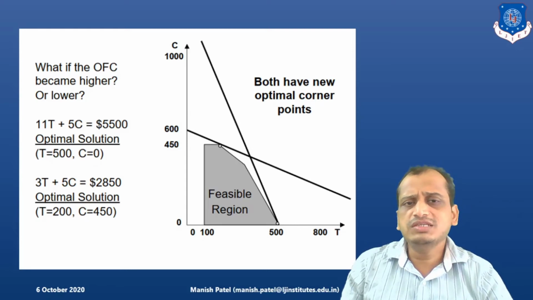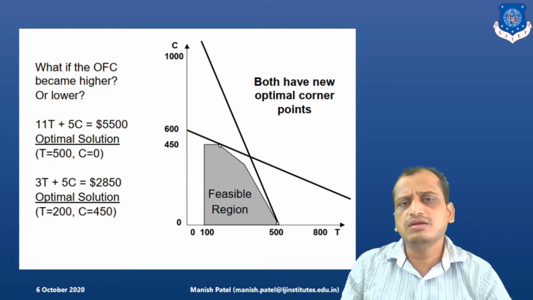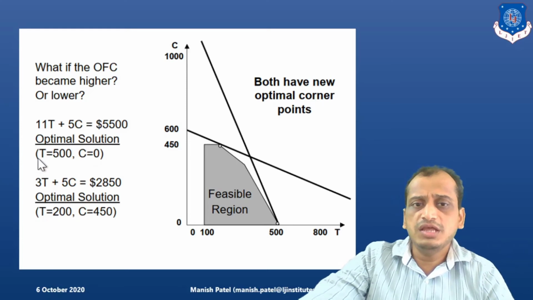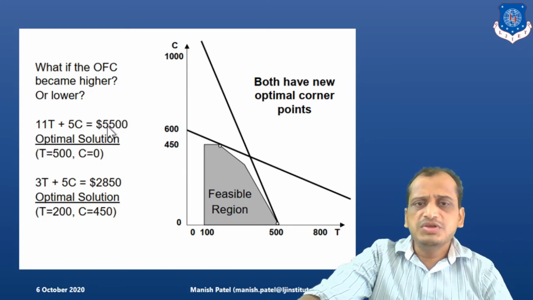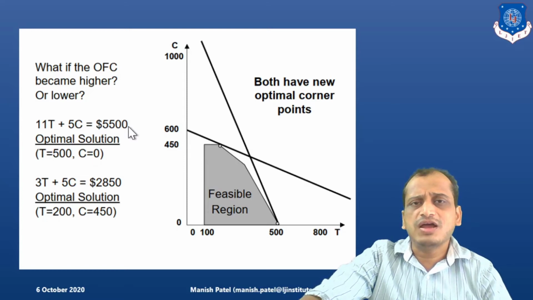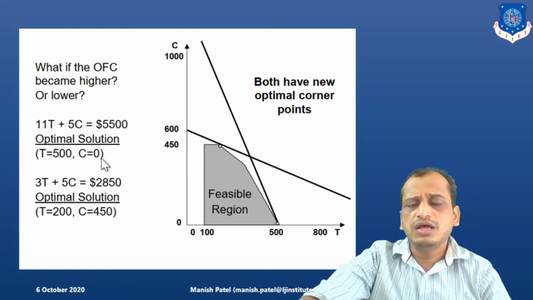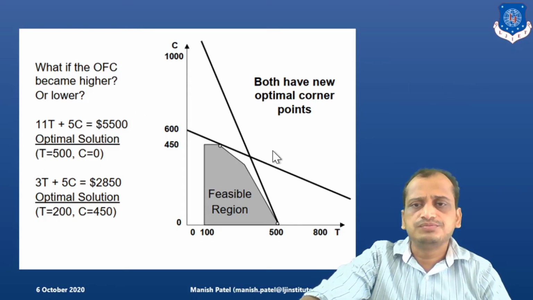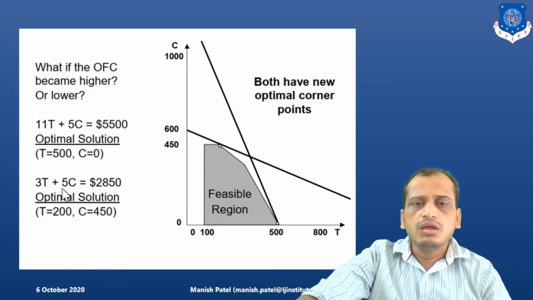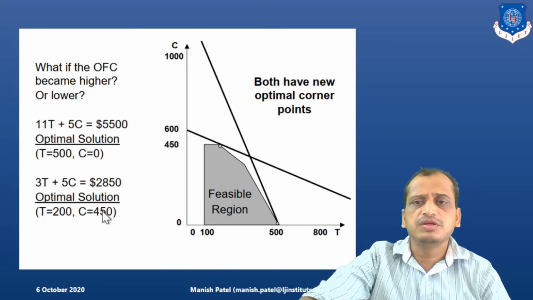Now let's say if it is higher, what happens if it is more than 8, right? So here it is 11T plus 5C. Obviously the profit has increased to $5,500, and the answer is chair is 0, and for table it is 500, right? But if it is decreased to 3T plus 5C, the profit is 2,850, the table is coming up to be 200 and chair to be 400. Definitely both have new corner points. Here if you see, their corner points are different.